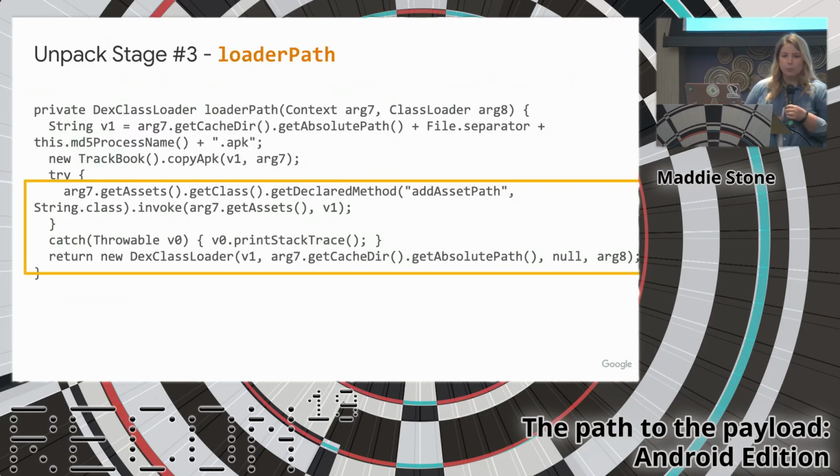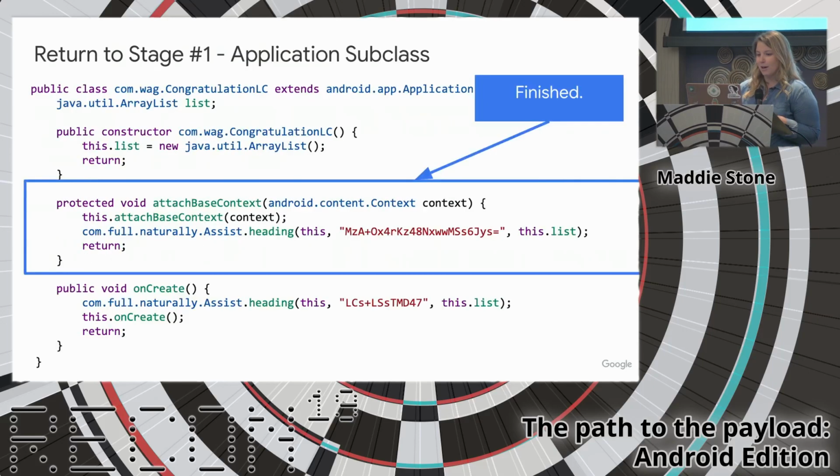So now that we have written this unpacked stage 3 APK, we go ahead and use reflection to add that new path in the cache directory to our assets path so that then it can be class loaded. And that was the class that we didn't see the name of earlier. And then we go back to stage 1. So we haven't actually called into stage 3 yet. All we've done is load it into the current process's set of classes that it can call to. So we just finished this very first call into the attach base context.